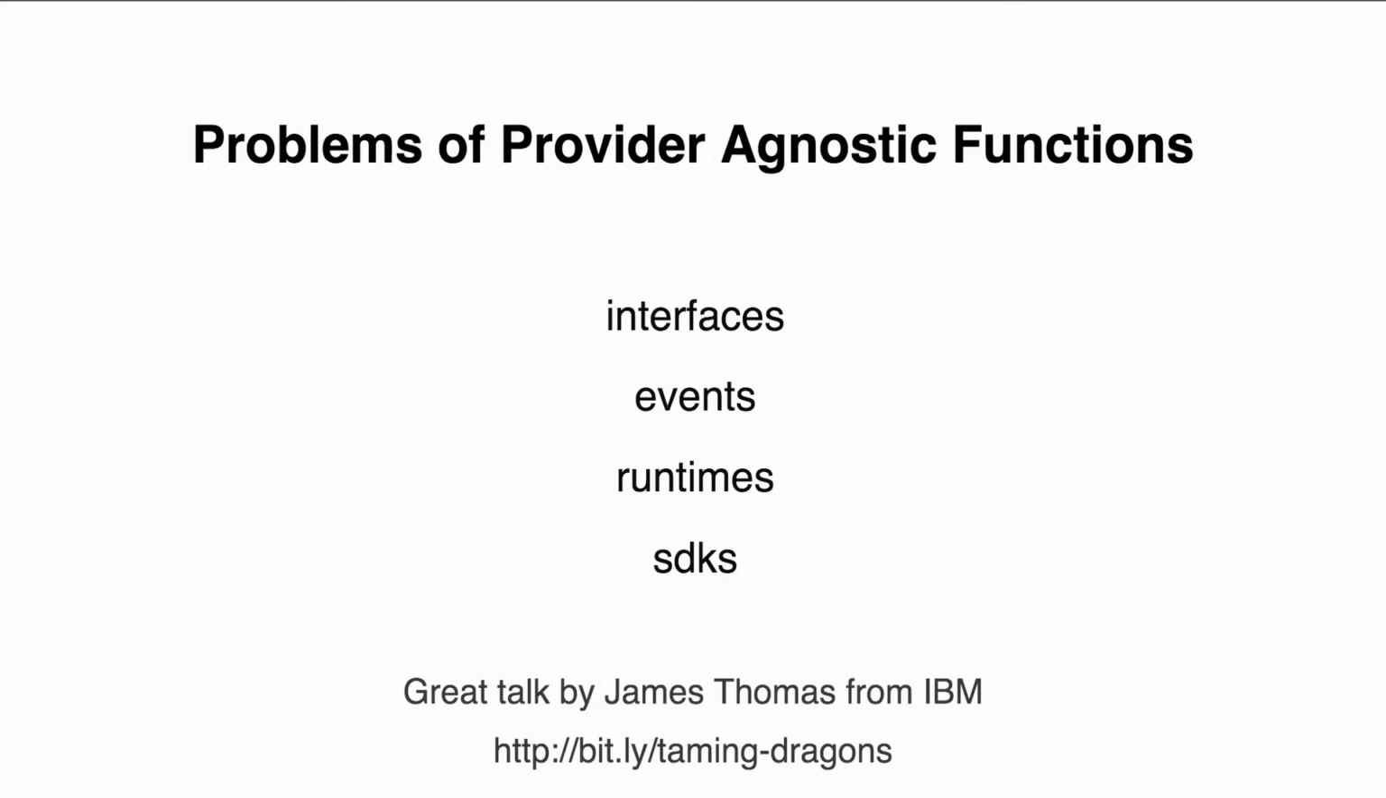So, provider agnostic functions. There are a few problems associated with provider agnostic functions. James Thomas from IBM gave this really great talk called Taming Dragons, and he referred to each of these problems as basically a dragon to be tamed. And I think it's a pretty apt description.